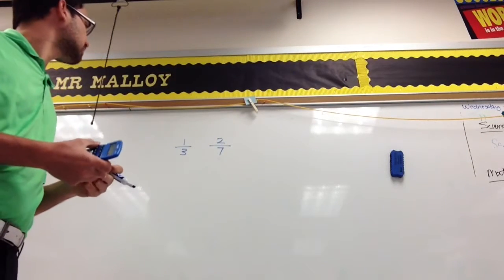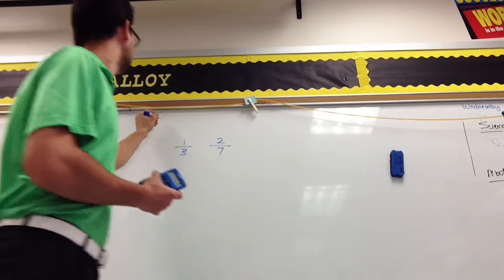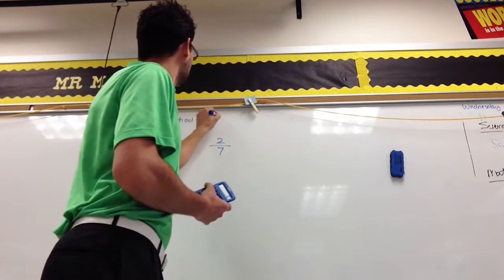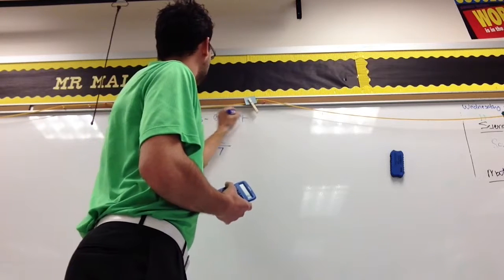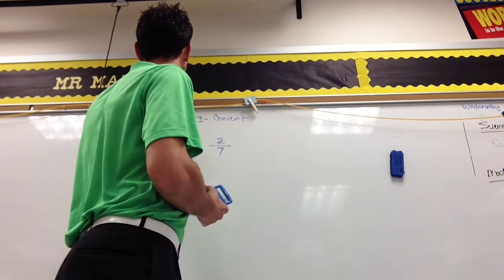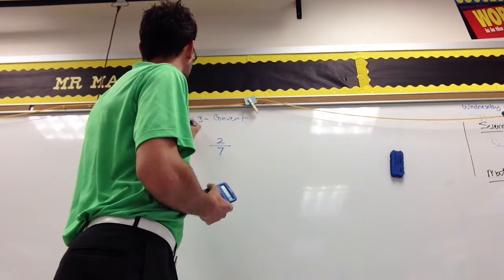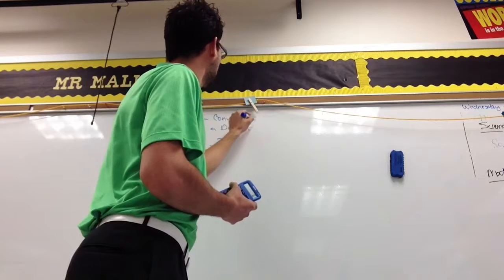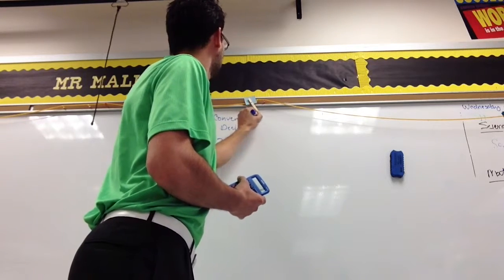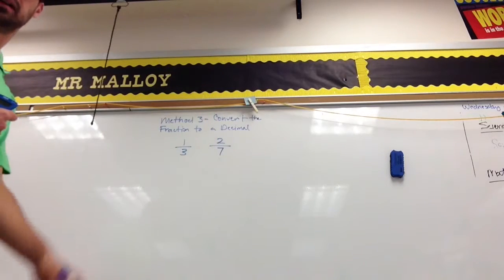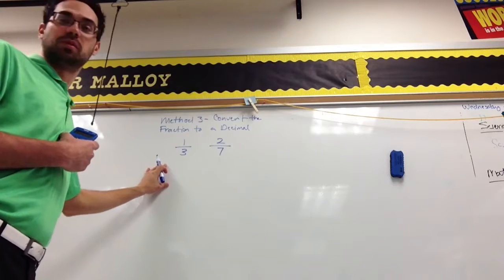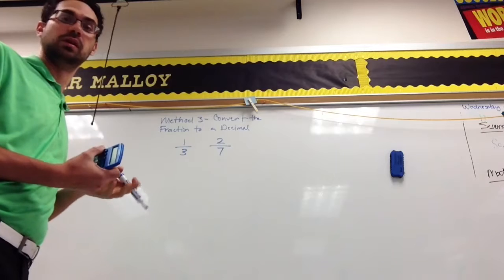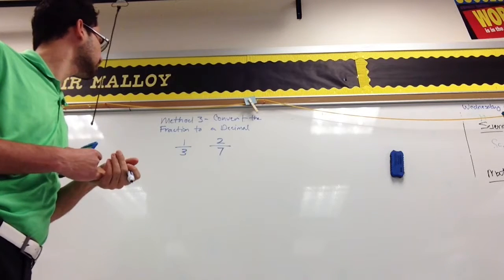Okay, the third method, so method 3 that I showed the students, was we can convert the fraction to a decimal. Okay, we talked about in class that the fraction is a division problem, so we can use that information to convert the fractions into decimals.